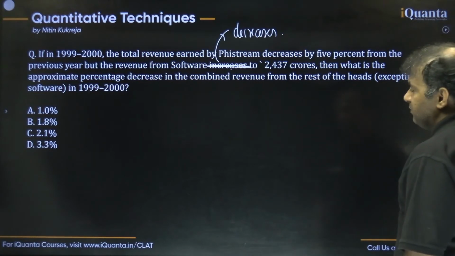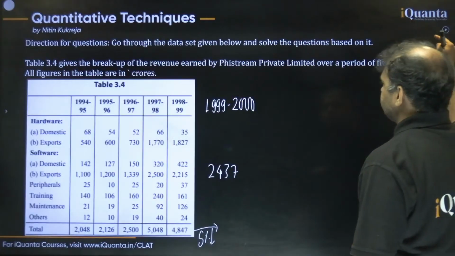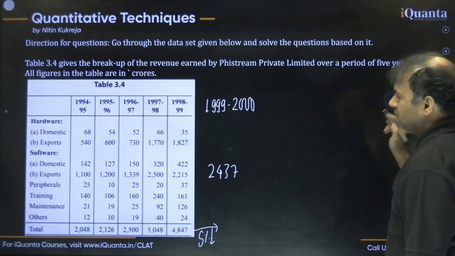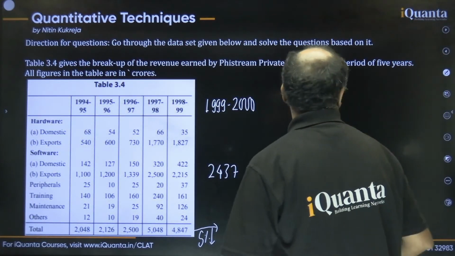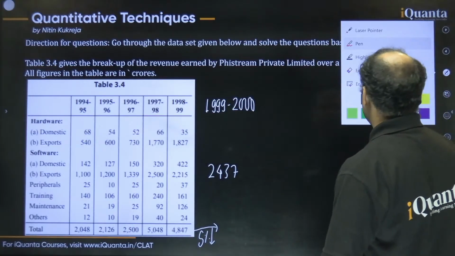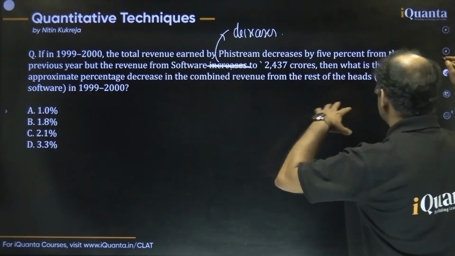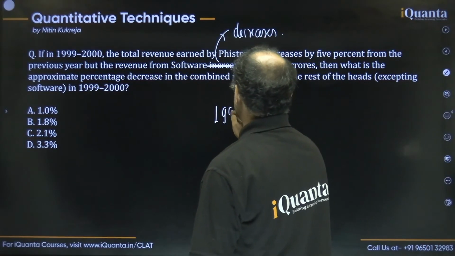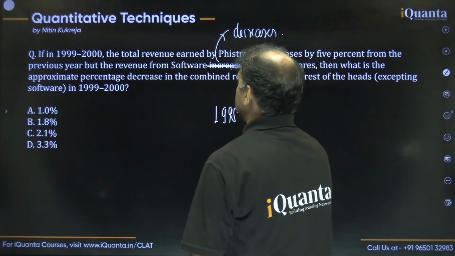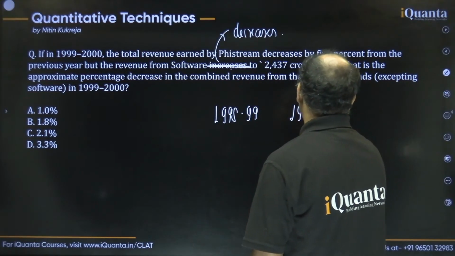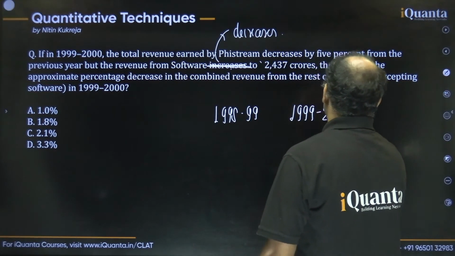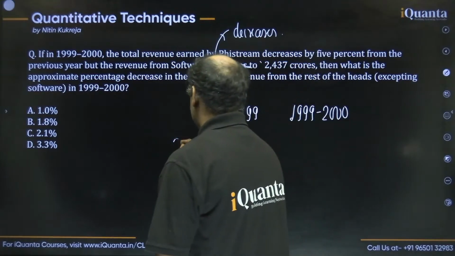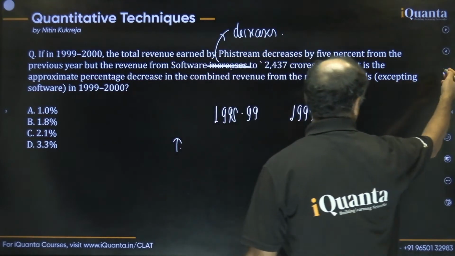Okay, very interesting problem, guys. Let me write it all again in this particular slide. So we have the data from 1998-99, and the second data is of 1999 and 2000, right? Let's write here the revenue from the software.